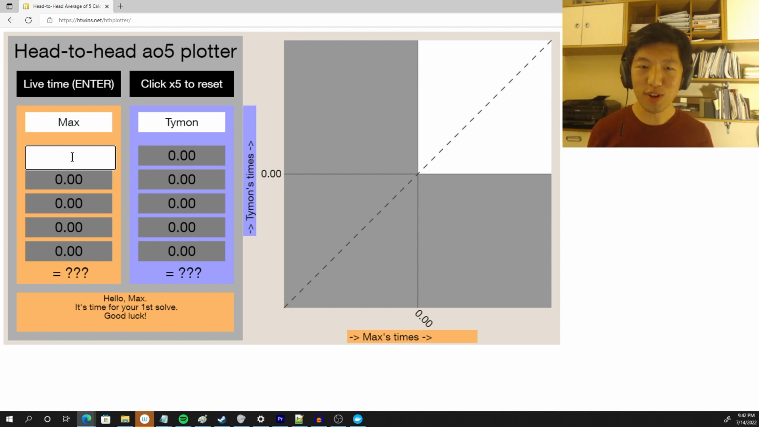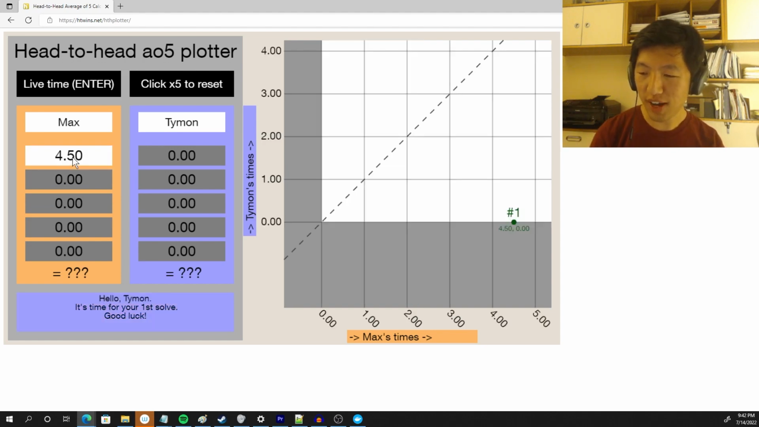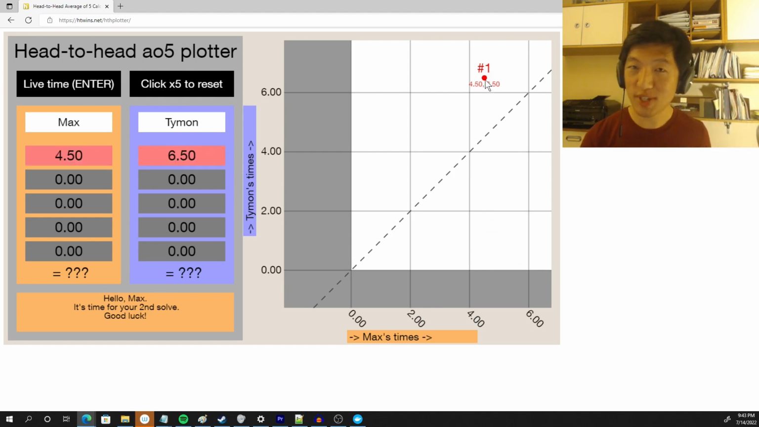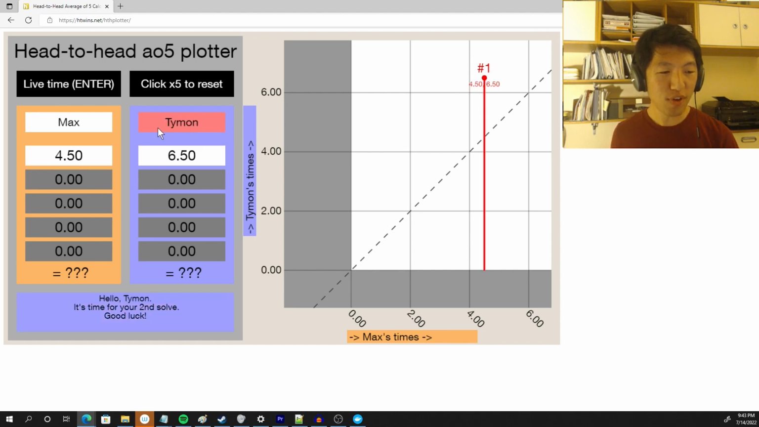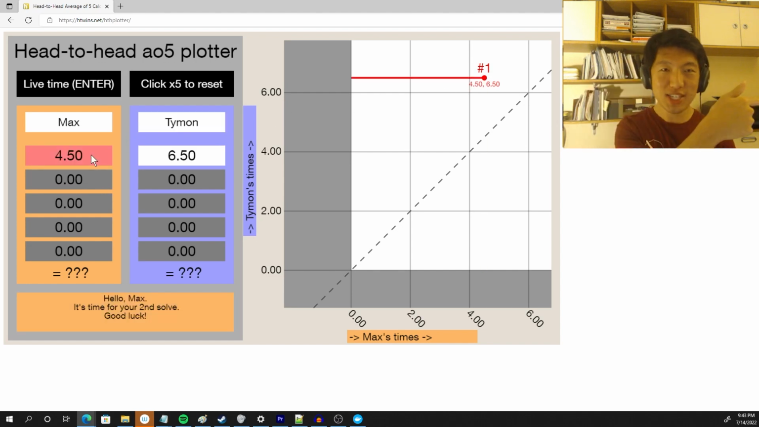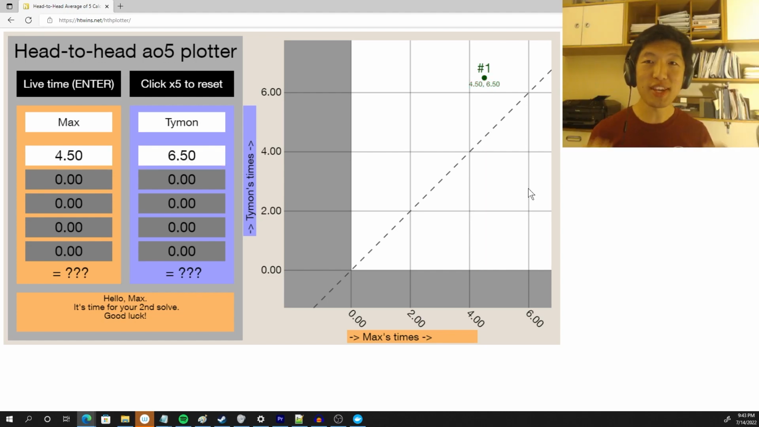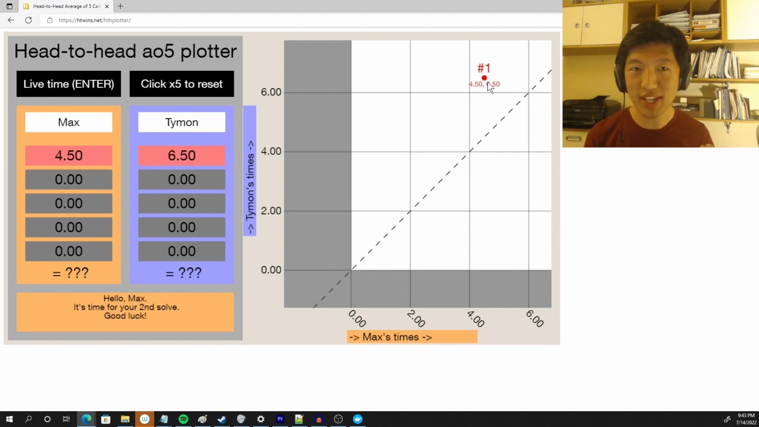So for the first solve, if I were to type that Max got a 4.5 and Timon got a 6.5, you can see that on this coordinate grid, in order to get to the point representing solve 1, we have to move 4.5 units to the right to represent Max getting 4.5 seconds on that scramble. And then we have to move 6.5 points up to represent Timon getting 6.5 on the same scramble. And as a quick reminder, the information about both Max and Timon's solve 1s are fully encapsulated in this single point.